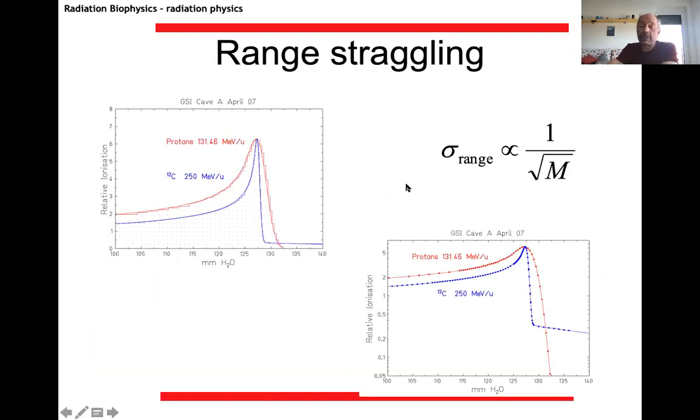Generally speaking, the straggling sigma is proportional to the mass to the power -1/2. This means, and you see it here, that for protons and carbon ions at the same range, which requires different energies, protons have a larger straggling than carbon ions, because sigma goes like the mass to the power -1/2.